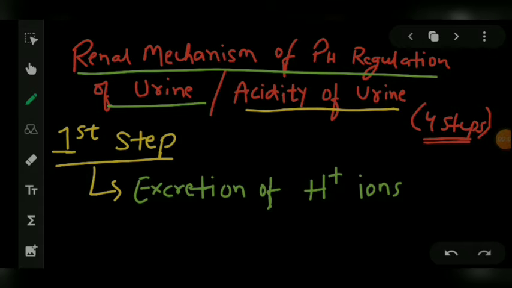Okay, so let us discuss a very important topic, that is the renal mechanism of pH regulation of urine, also known as the acidity of urine. There are four steps and I will try to make you understand in the easiest possible way so you will never forget it.